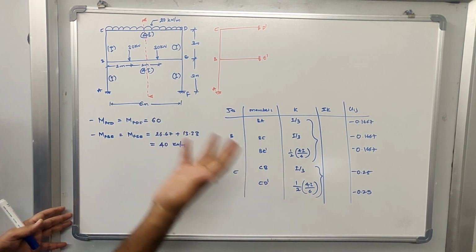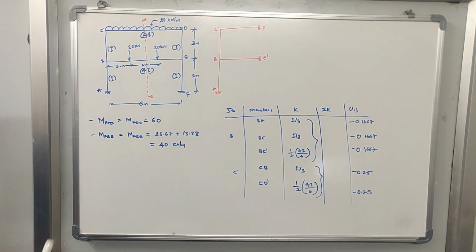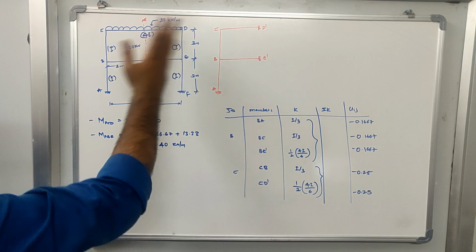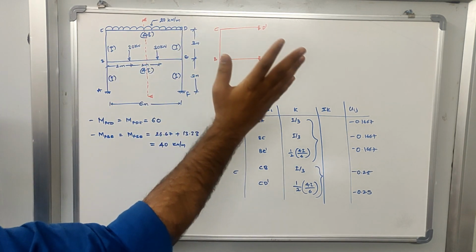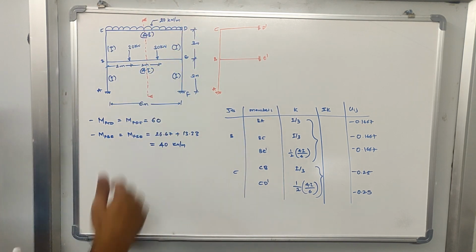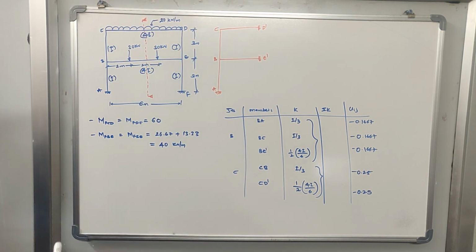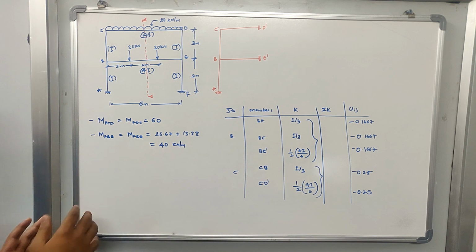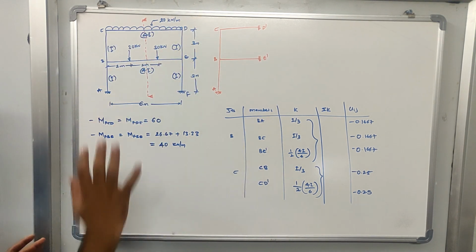Supports A and F are fixed, so there is no rotation or translation. As I told you, there is no sway at all, so forget about the translation in the horizontal direction. Now going to B, C, D, E, they are all internal joints. Internal joints are supposed to undergo rotation, right? So there are 4 rotations now, right?